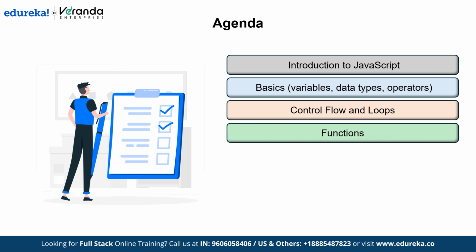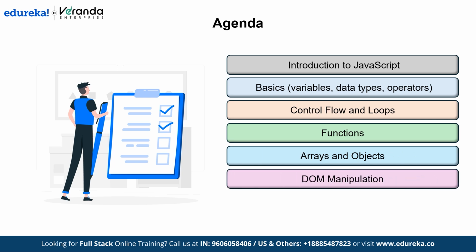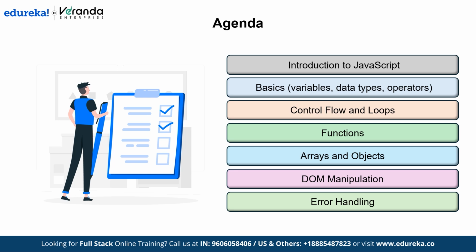We will also dive into functions, which will allow you to write reusable and organized code for better efficiency. Next, we will explore arrays and objects. Arrays will help you to store multiple values, while objects will let you structure the data in key-value pairs. Then we will learn about DOM manipulation, which will enable us to change text, images, and style dynamically on the web page. We will also look at error handling with try-catch, so we can catch and fix errors without breaking the program. And finally, we will wrap up with modern ES6+ features like let, const, arrow functions, and template literals, making coding smoother and more efficient.